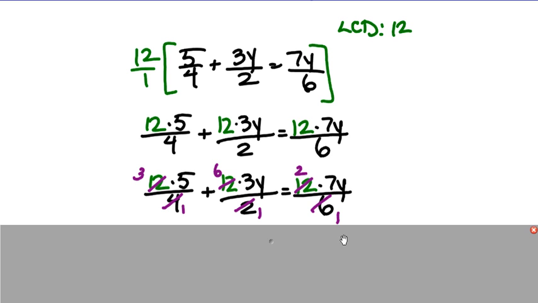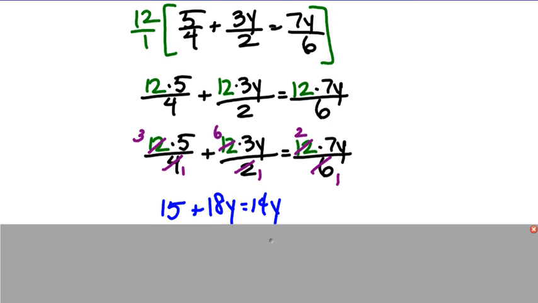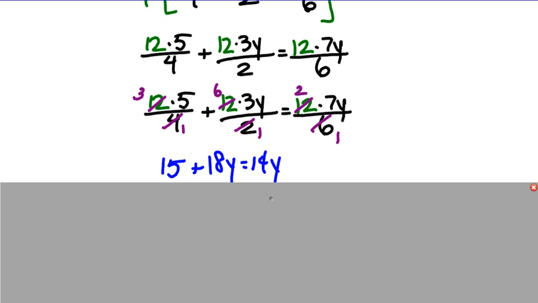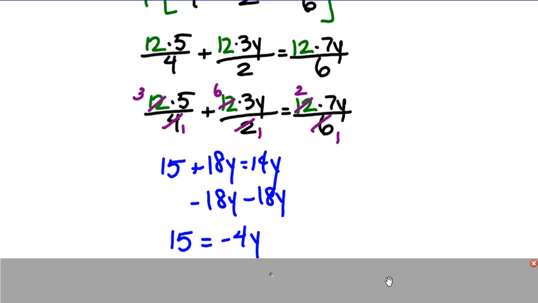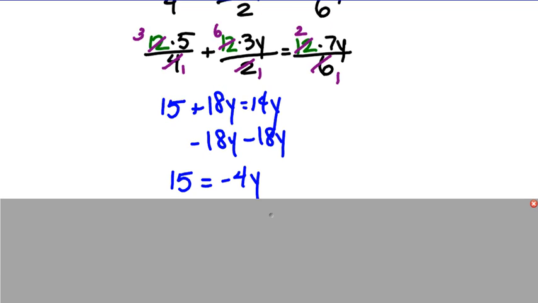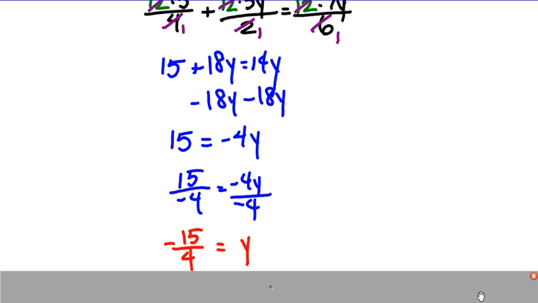Well, what's that going to leave us with? 15 plus 18y equals 14y. Again, just a linear equation that we could solve. So I could subtract 18y from each side, then divide by negative 4. Y is going to be negative 15/4.